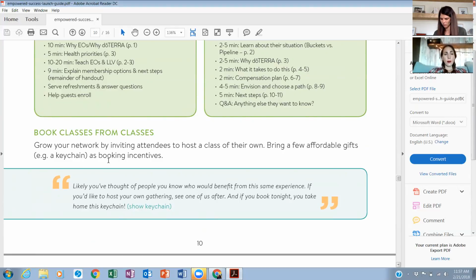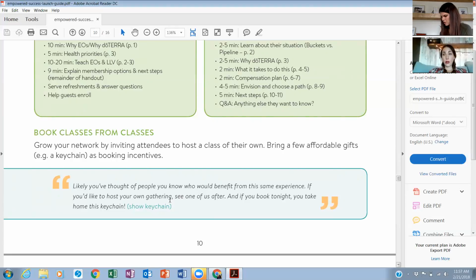And I love the verbiage here at the bottom. It says, likely you've thought of people you know who would benefit from this same experience. If you'd like to host your own gathering, see one of us after. If you book tonight, you can take home this keychain or whatever oil that you have that is your booking incentive. That's great verbiage to use.